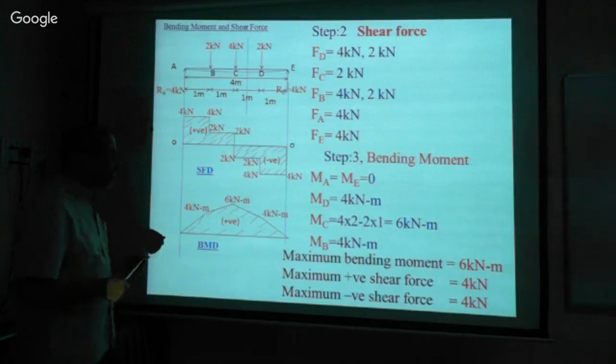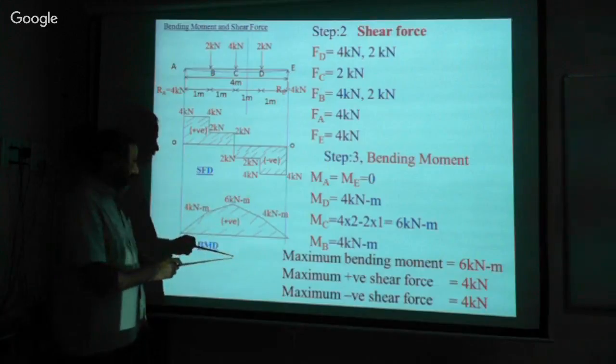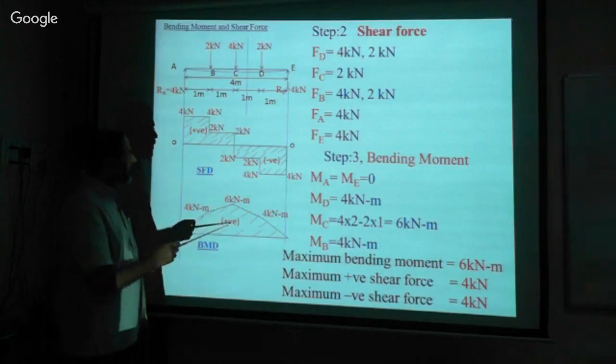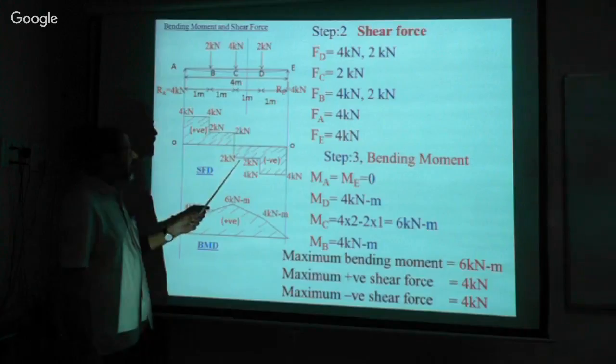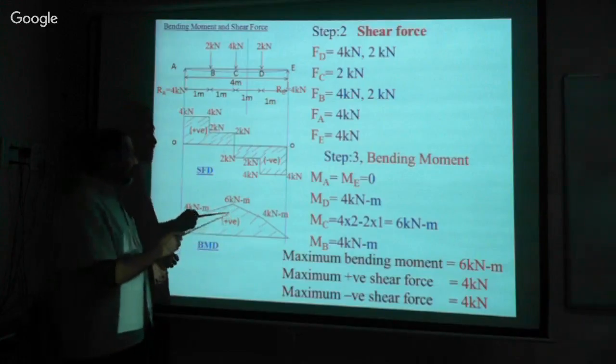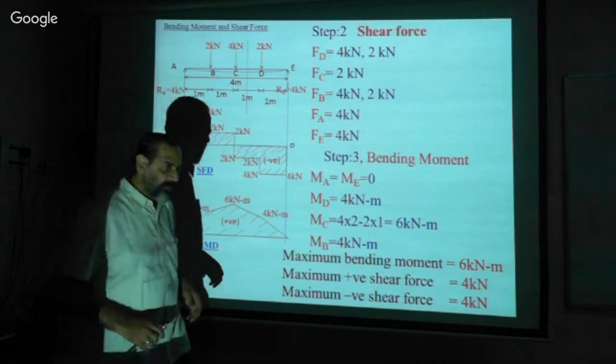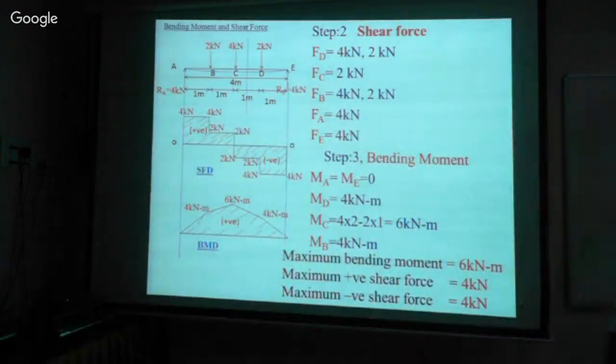And please remember one important thing here: the bending moment is always maximum where the shear force changes its sign. Now here, this is positive shear force and this is negative shear force. At this point, the shear force changes its sign, positive to negative or negative to positive. At that point, the bending moment is always maximum. This is the maximum bending moment. Now that completes plotting the bending moment diagram.